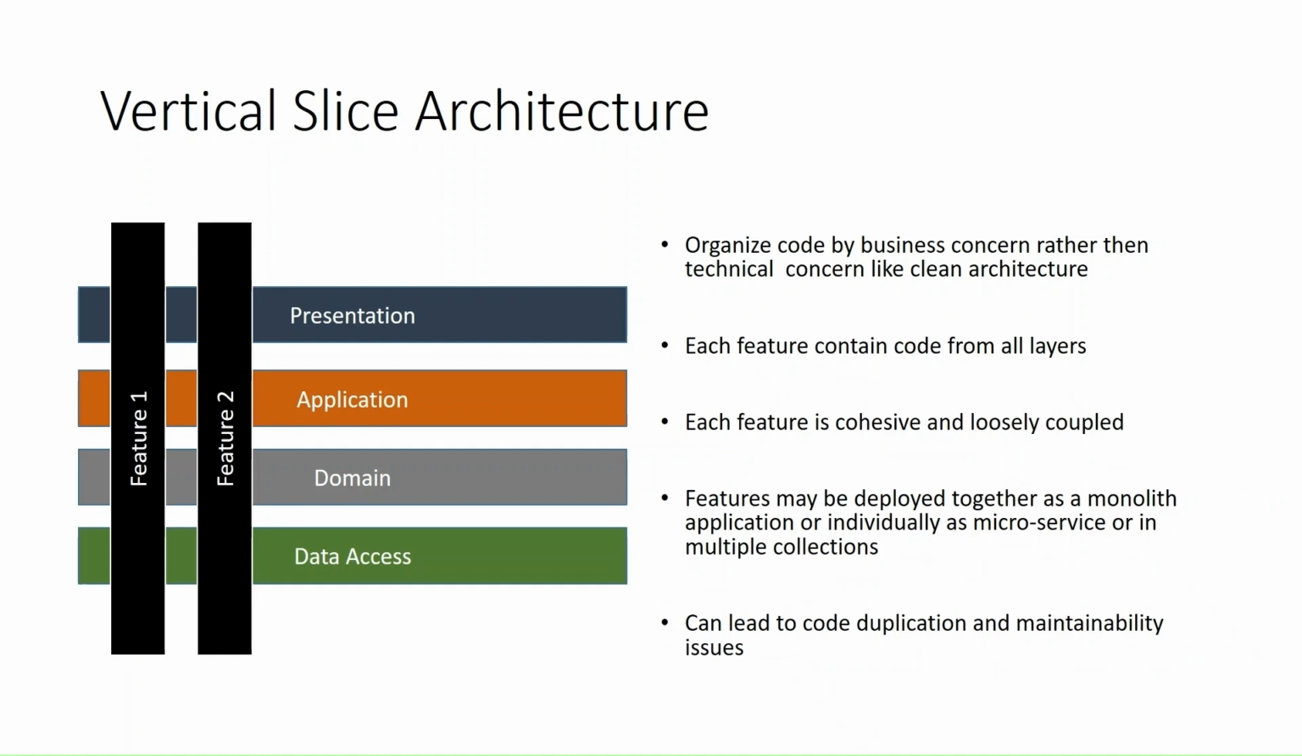We can deploy these features as a collective monolith application, or we can deploy them individually, as they contain all the required technical files to execute that particular business feature. The only possible drawback is that if the application is really large, there is a chance of duplication of a particular feature, and maintainability can become a little harder if naming conventions and proper versioning are not maintained. Let's get started implementing VSA using NestJS.